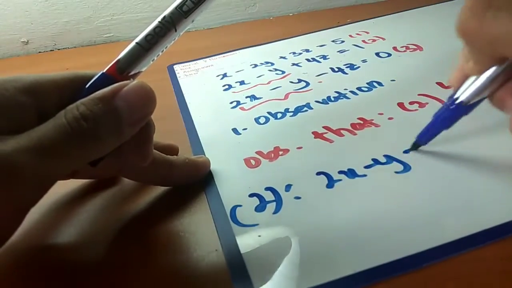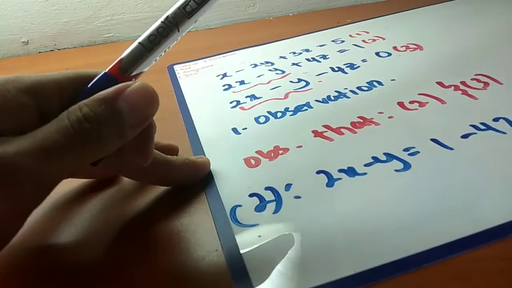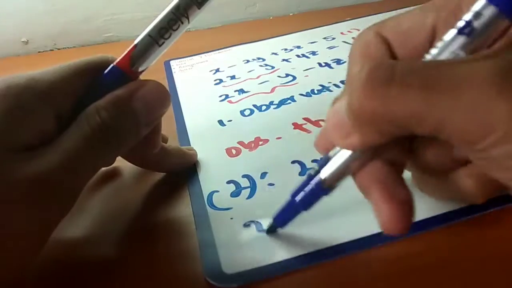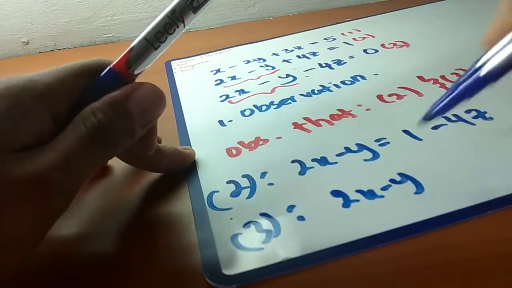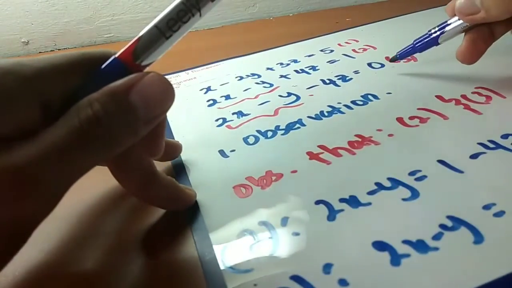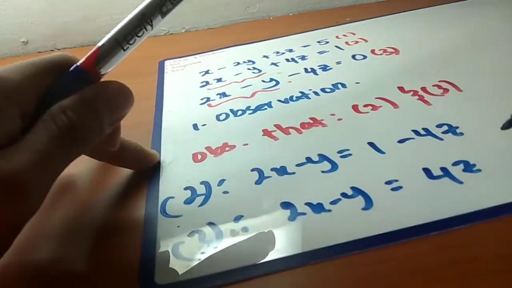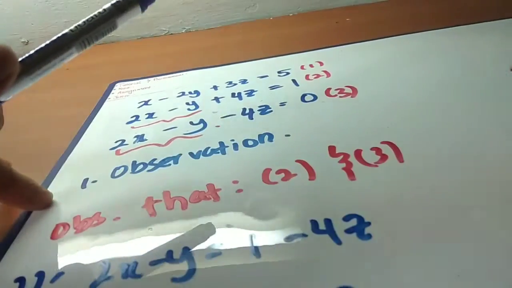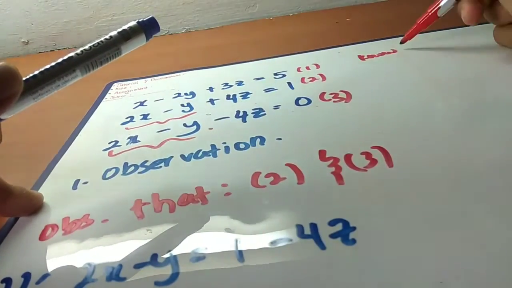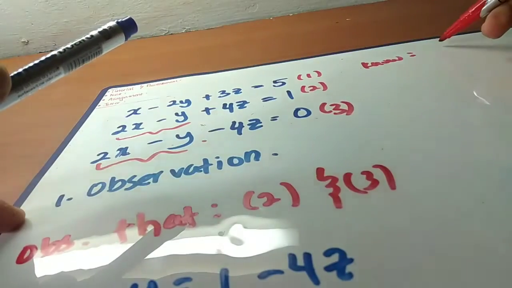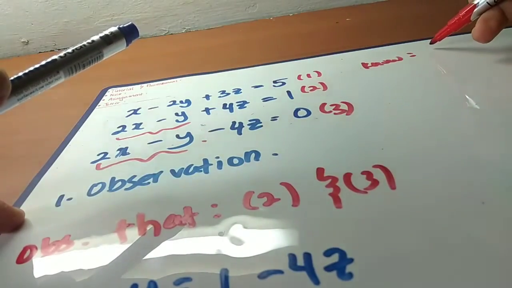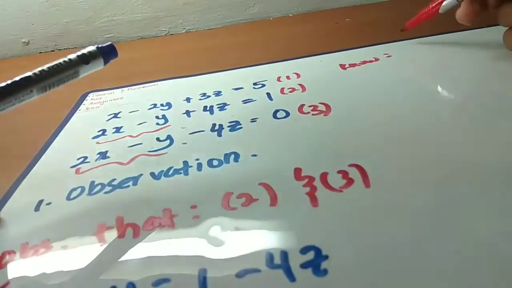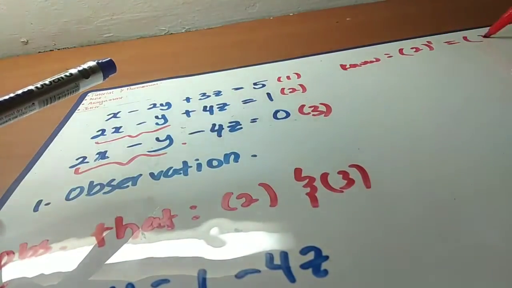So 2x minus y is equivalent to 1 minus 4z, isn't it? Right? And then from equation 3, 2x minus y is equivalent to 4z, because 0 plus 4z is just 4z. And then we know that, I write here, this is equation 2 prime and 3 prime. So we know equation 2 prime is equivalent to equation 3 prime.